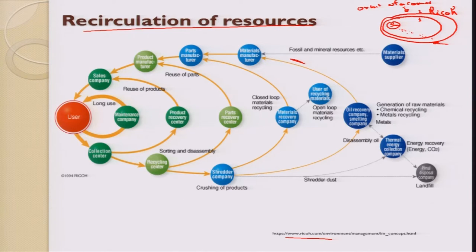If you can see, the user is here. This red circle is the user. This is the first circle: the user can get the product maintained again and again and keep using it again and again. So this circle is maintenance. I would like you to know that the shorter the circle, the shorter the orbit of the comet, the more sustainable the product is.